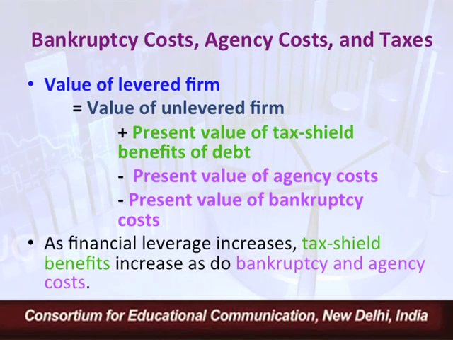So whenever we are calculating the value of a levered firm, which has leverage, it is always calculated on the basis of the value of the unlevered firm plus the present value of the tax shield benefit of the debt, which is a benefit a company gets because debt is tax deductible, minus the present value of agency cost, which a company will have to incur by employing certain measures to ensure that the funds of the company are not misutilized, and minus the present value of bankruptcy cost. So that also has to be subtracted from the value of the unlevered firm. In total, this gives us the value of the levered firm when we are comparing it with respect to an unlevered firm.